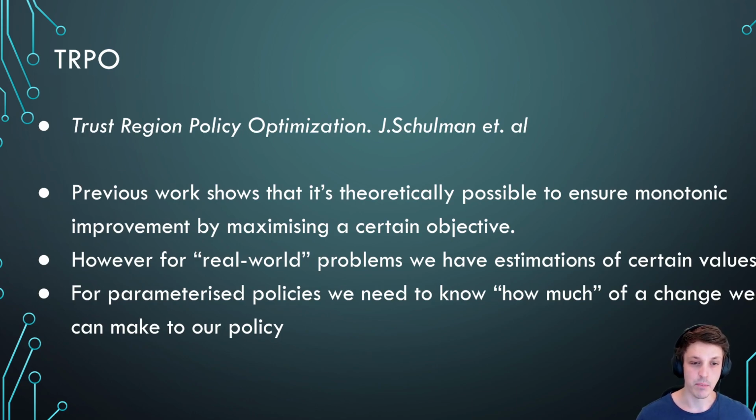That third point here, for parameterized policies like our deep neural networks, we need to calculate a gradient, we need to calculate the derivative. The derivative tells us the direction to go, but we don't know how big a step we can take. And reinforcement learning can be quite unstable, and if we take too big a step, we can actually end up collapsing our policy, as we've talked about before.